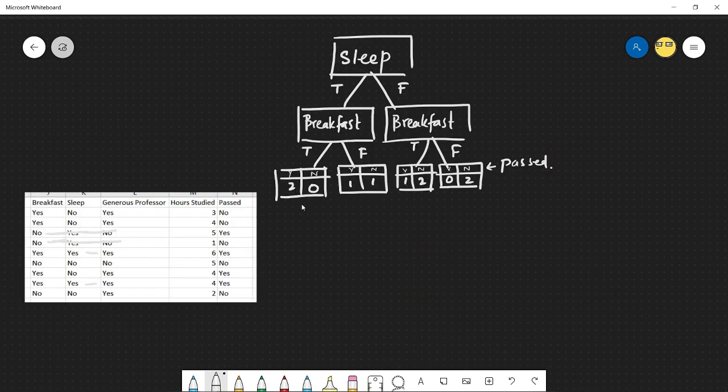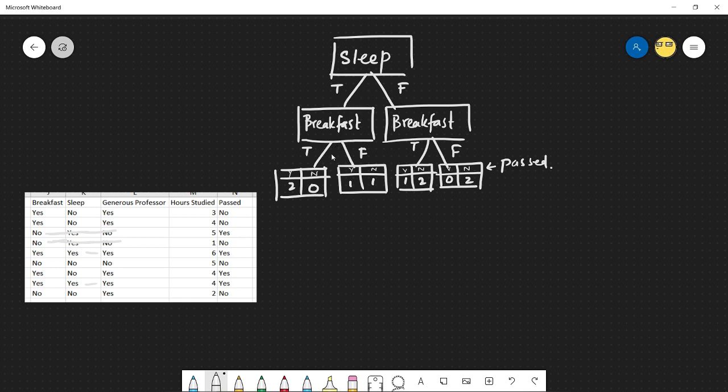So this is the final decision tree that I get using breakfast, sleep, and generous professor as predictors for classifying if a student passed or failed an exam. Let's run through this real quickly. I was able to split on sleep as the root node, and was actually able to find breakfast to be the main split on both sleep true and false.